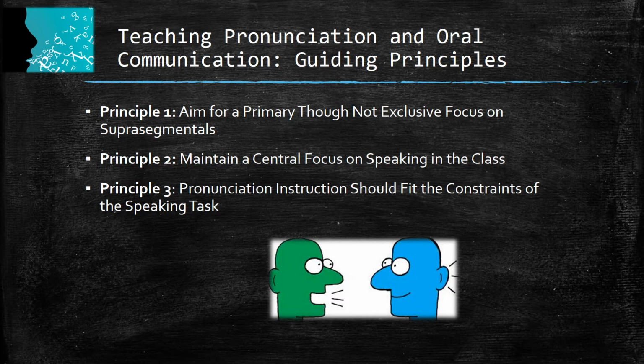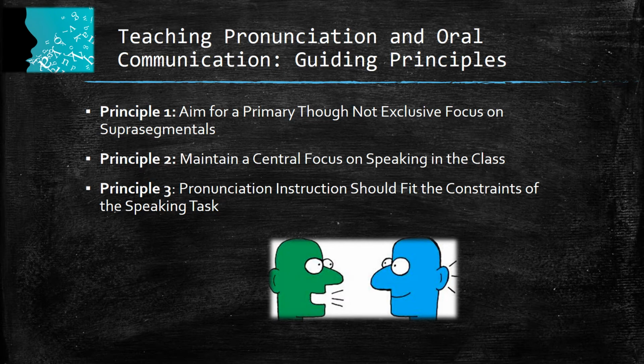Principle 1 talks about aiming for a primary, though not exclusive, focus on suprasegmentals. This would mean that we would want to be cognizant of the stress, the rhythm, and the intonation in speaking. These features contribute to the skill when we're speaking, not just focusing on individual words, but everything together as a whole.